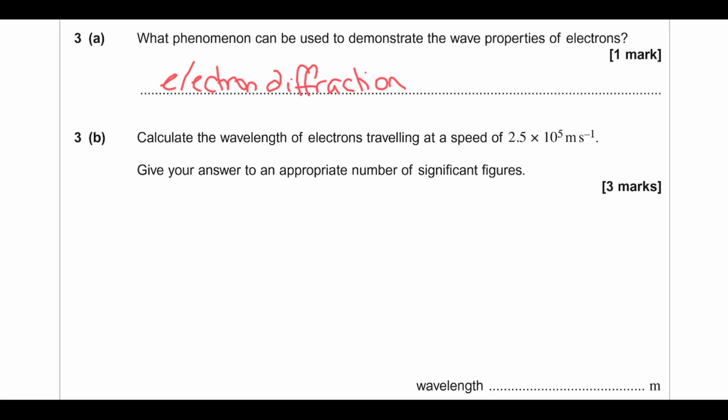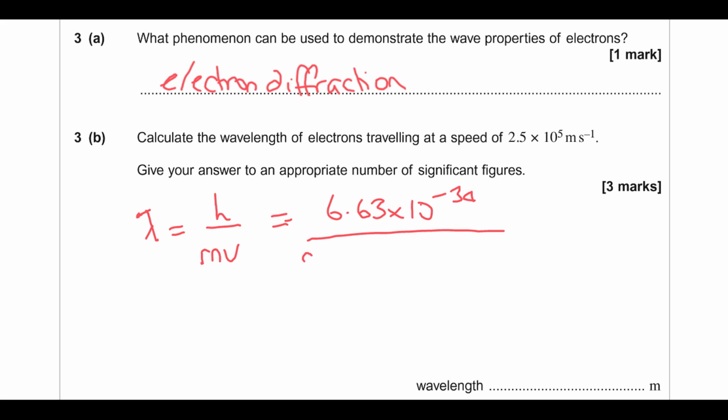Calculate the wavelengths of electrons traveling at a speed of 2.5 times 10 to the 5. So this is the de Broglie wavelength, h over mv. So Planck's constant we can grab from your formula sheet. And the mass of an electron, if you haven't memorized it by now, that's a little bit ridiculous. You should have used this so many times that it just comes spilling out of your head like it does from mine. Times by the speed.